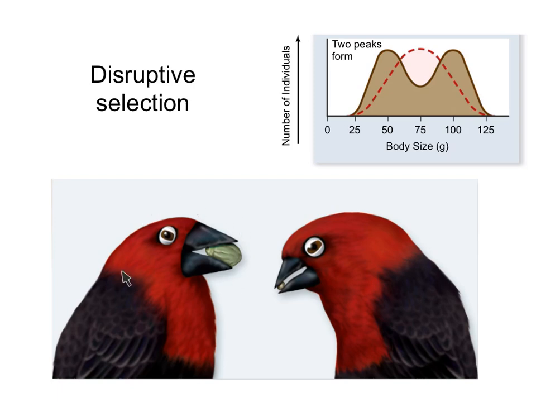But if you have larger beaks, then you will be better at getting food from large seeds, so you have more offspring. And if you have small beaks, the same thing: you'll be more likely to get small seeds and you'll have more offspring.